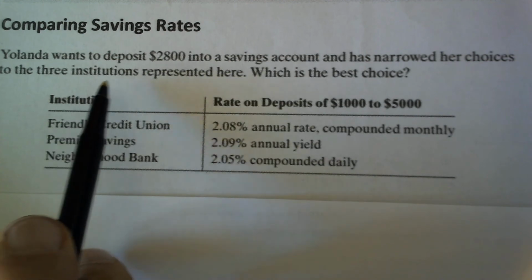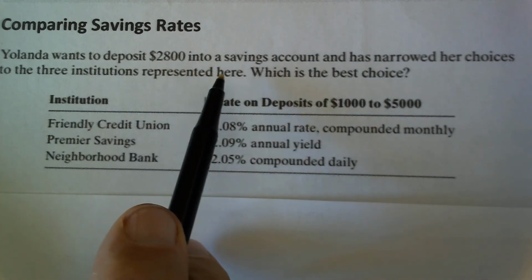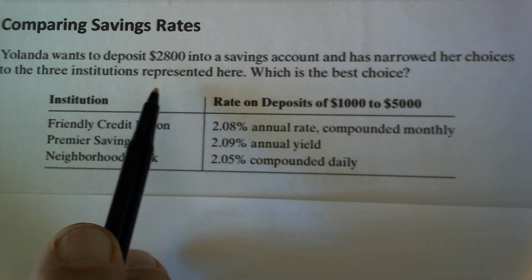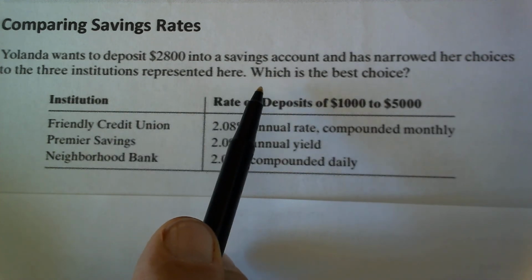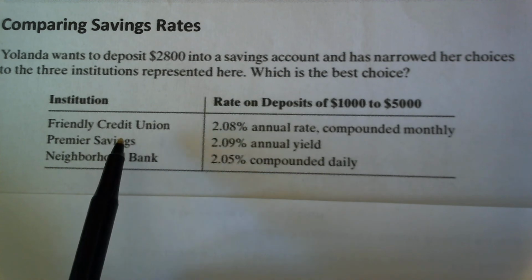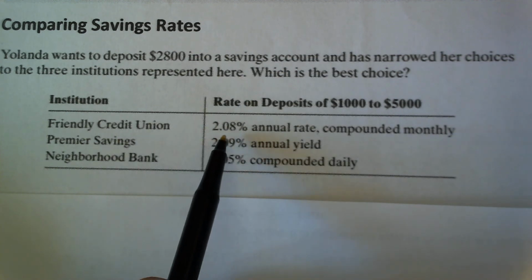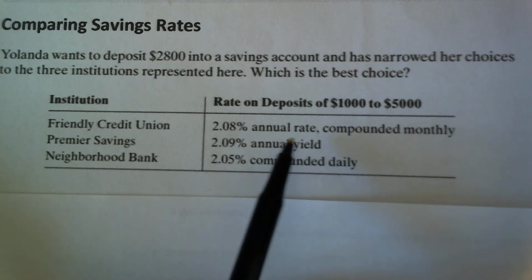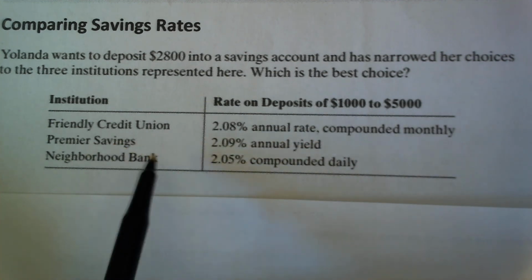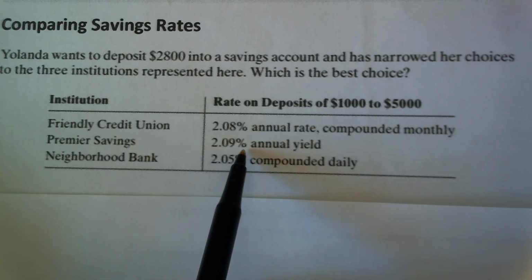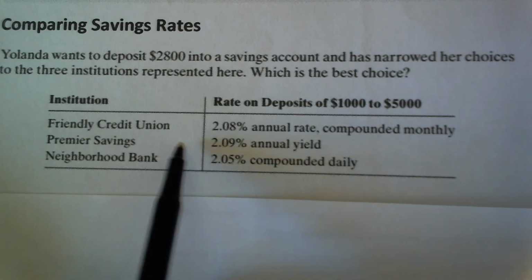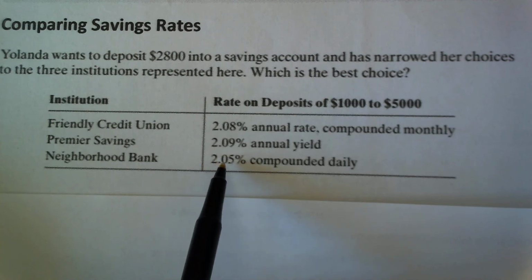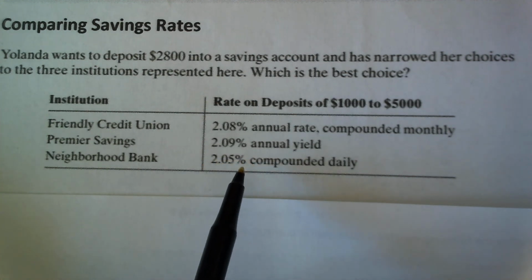And so Yolanda wants to deposit $2,800 into a savings account and has narrowed her choices to 3 institutions represented here. Which is the best choice? Friendly Credit Union offers 2.08% annual rate, compounded monthly, and then the Premier Savings has a 2.09% annual yield. So we already have that one, what the annual yield is. And then the Neighborhood Bank offers 2.05% compounded daily.